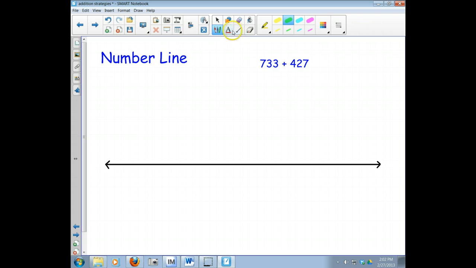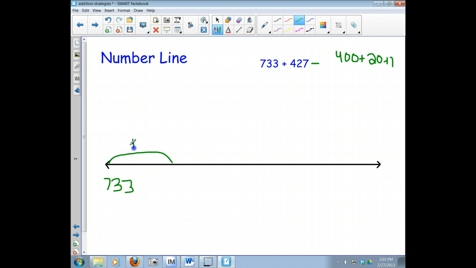All right, let's try another strategy. This strategy is the number line. We've been working on this in class, and so we're just going to break apart one of the numbers into expanded form. Let's start with the 733. So 733, that's a bigger number, so there'll be less jumps. So if I break this 427 into expanded form, I've got 400 plus 20 plus 7. So these are my jumps.